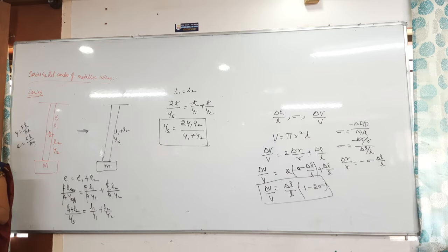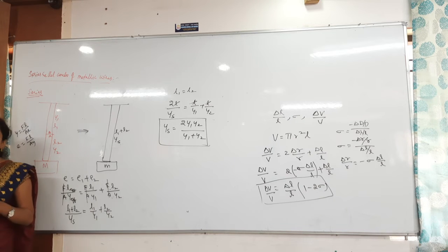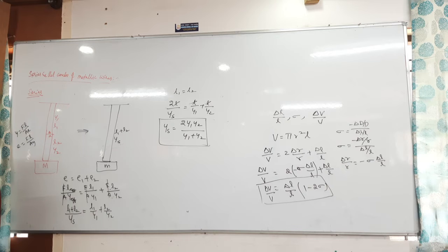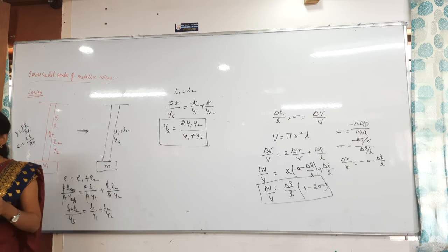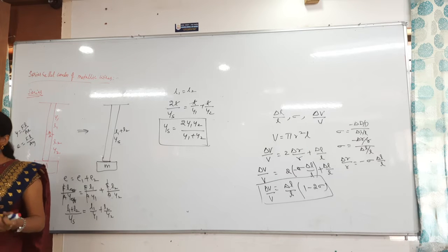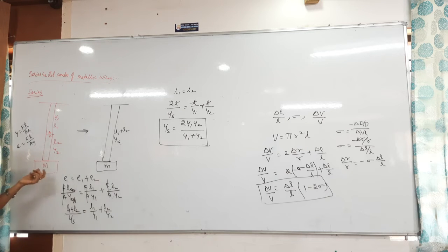If you want to combine in series combination, the area compulsorily should be the same. In parallel it is not necessary; the area might be different also. So in series the area should be the same, and the materials can be different. And now you have to take the same force only. Why? Because by applying only one force I am having the elongations in this.